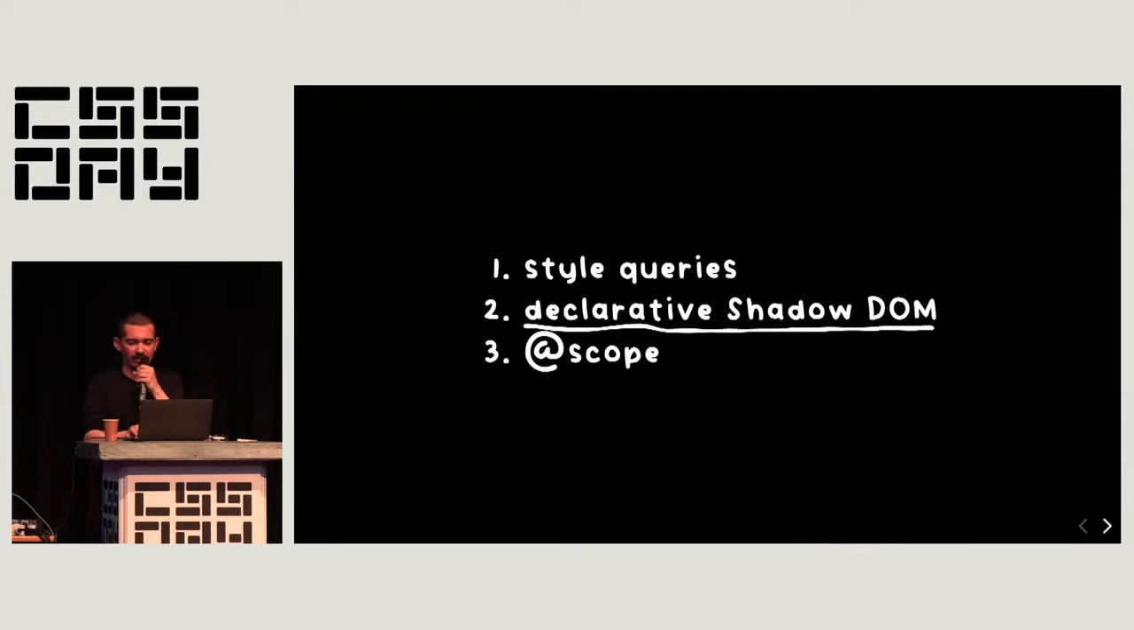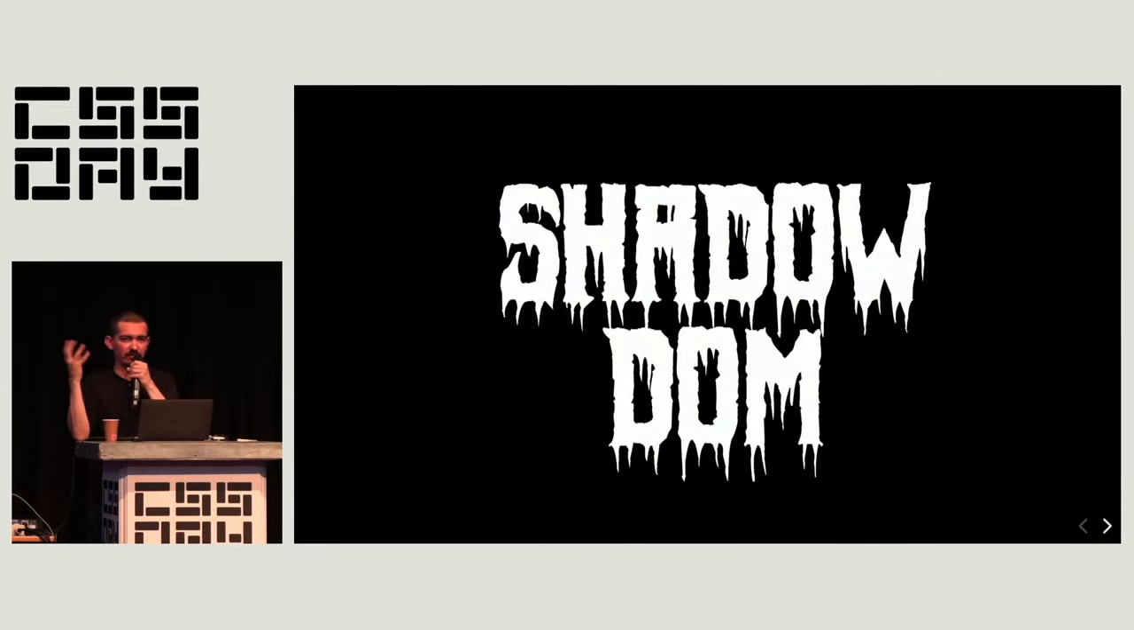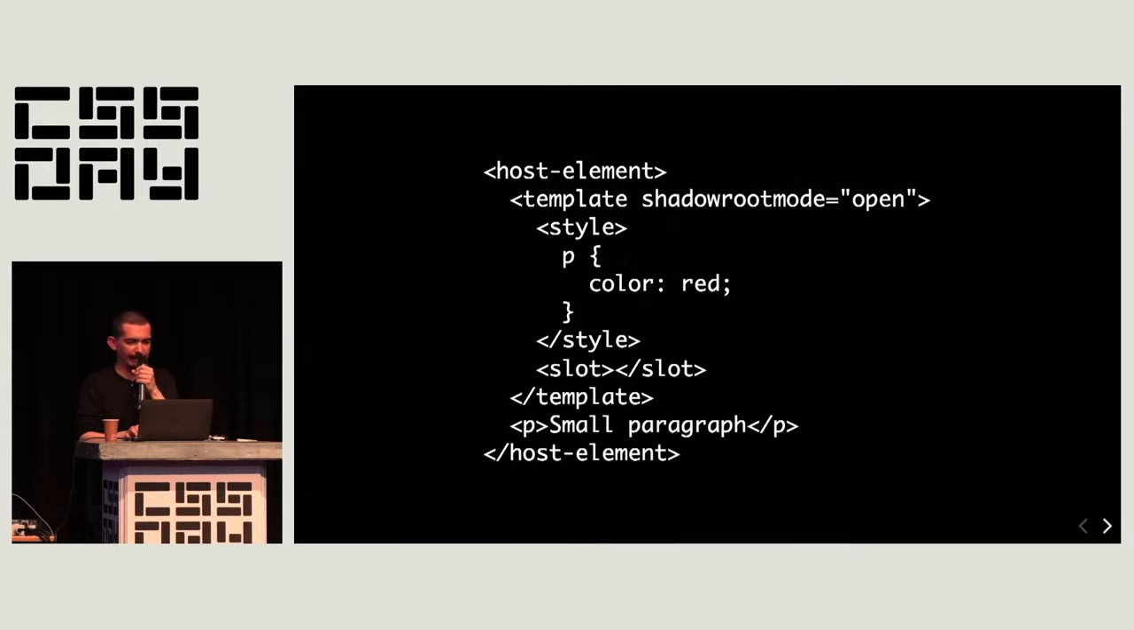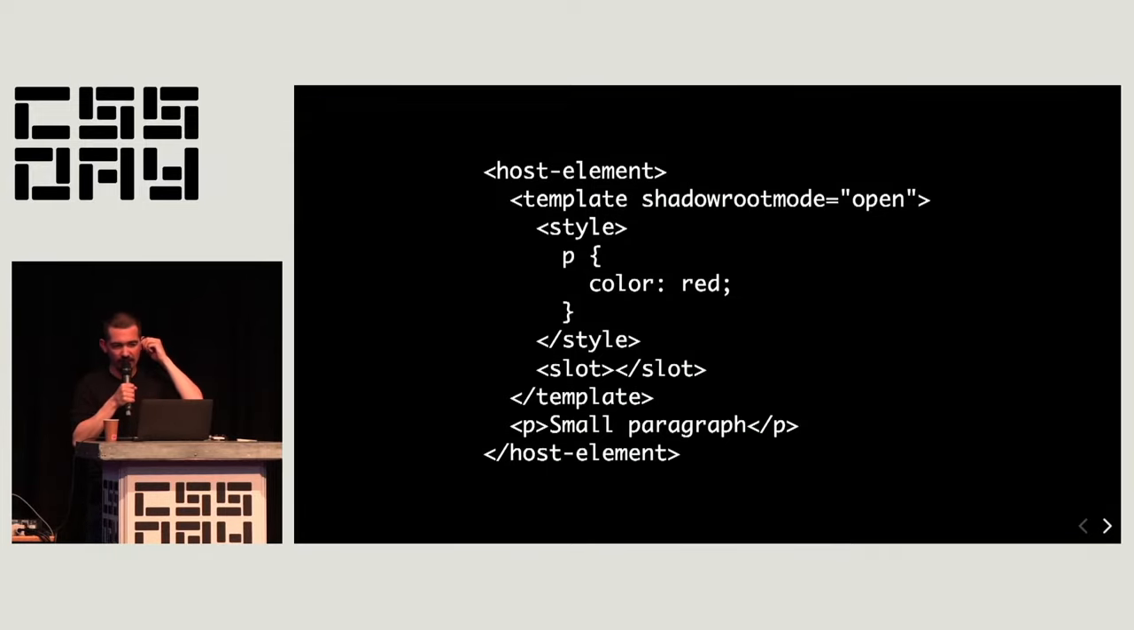So then there's declarative shadow DOM. So shadow DOM sounds like a really cool thing. It sounds like a BDSM themed metal band. Declarative shadow DOM makes it sound less cool, but is in fact more cool because it gets rid of JavaScript, which is what everyone wants. And it simply works like this. If you've worked with web components and shadow DOM, you have your slots, you can embed your styles in there, and it just works by using a template and using this attribute here.